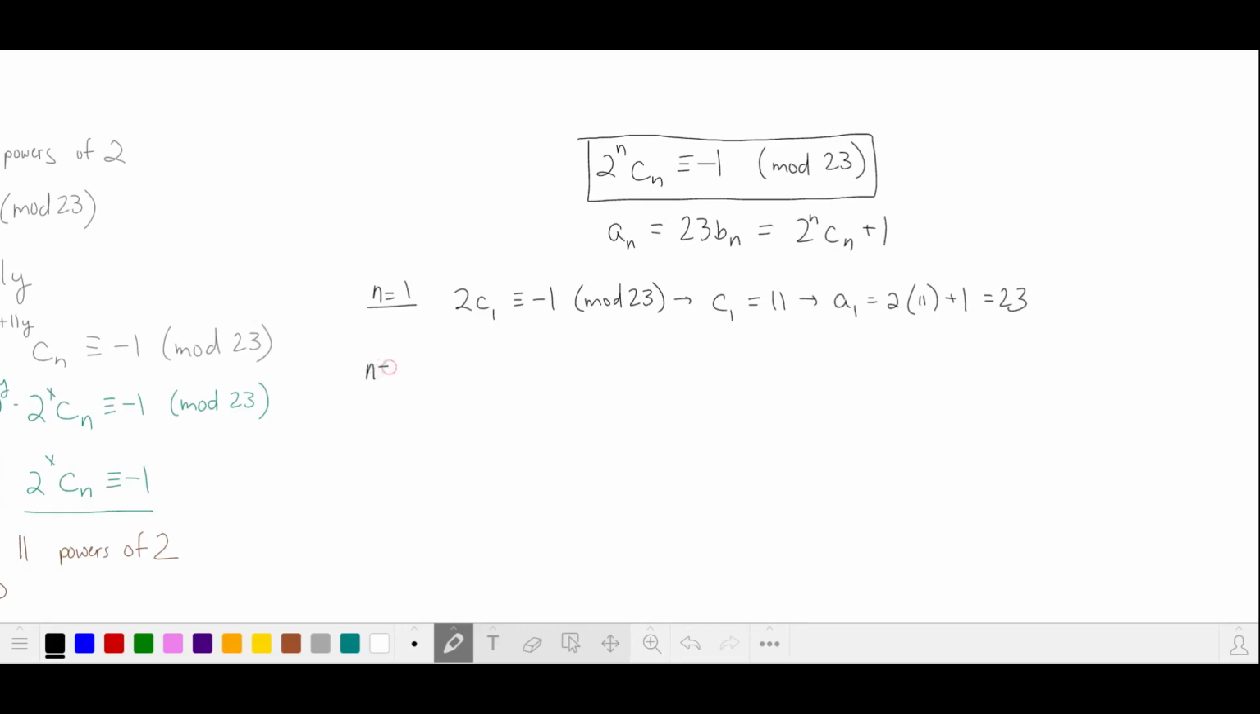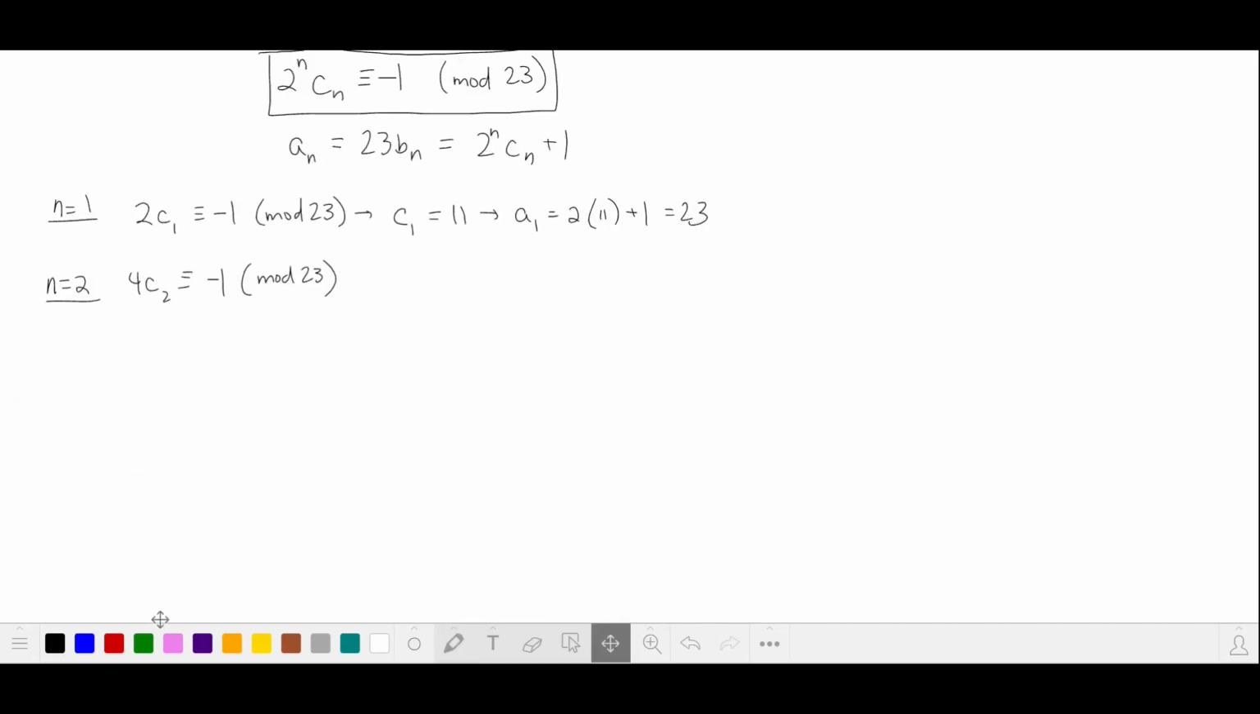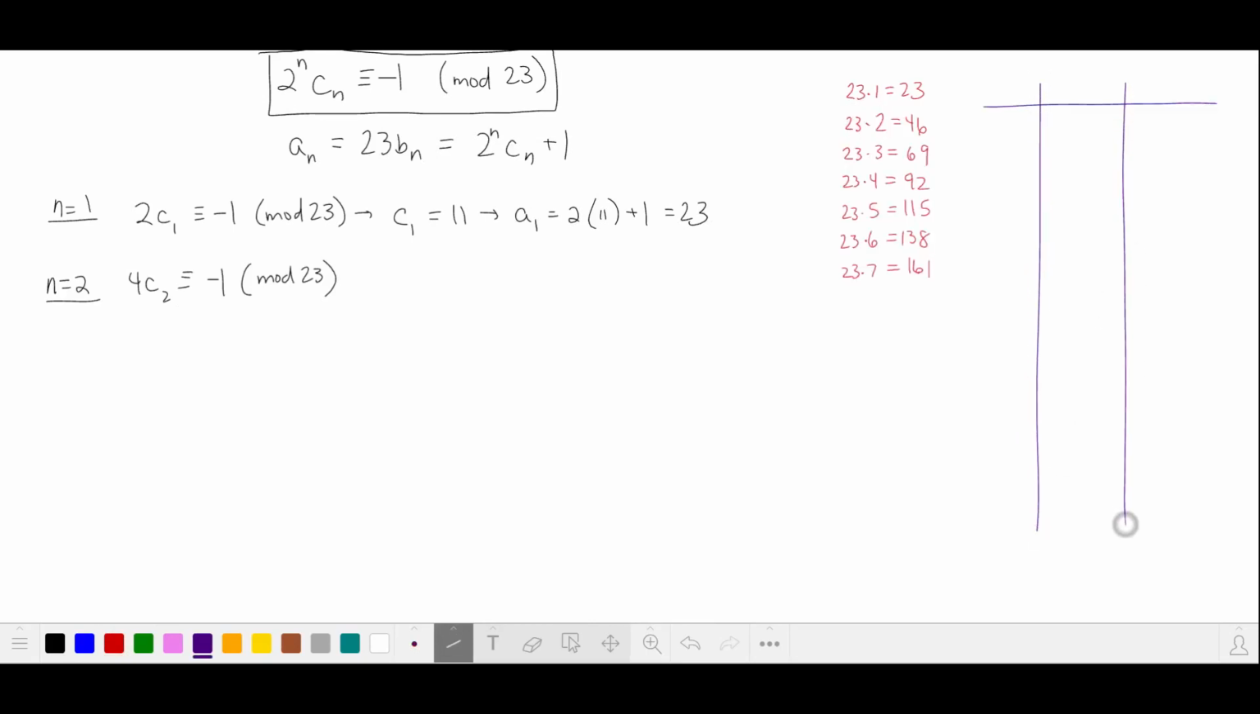So we'll continue with n equals 2. This gives us 4c2 is equal to negative 1. It might be helpful now to keep the multiples of 23 handy so we can compare them to our expression. I'll list them off to the right. Let's also keep track of our results as we go along in this table for n, cn, and an. Okay, so we're looking for a multiple of 4 that's one less than a multiple of 23, and we find it in 68. This gives us c2 is 17 and a2 is 69.